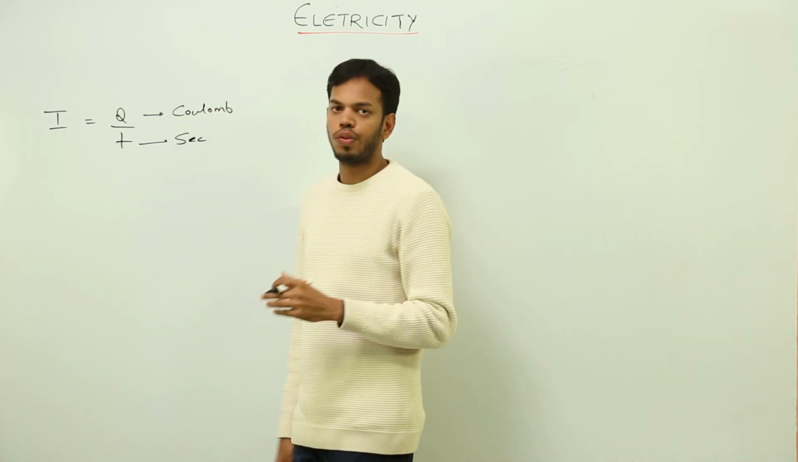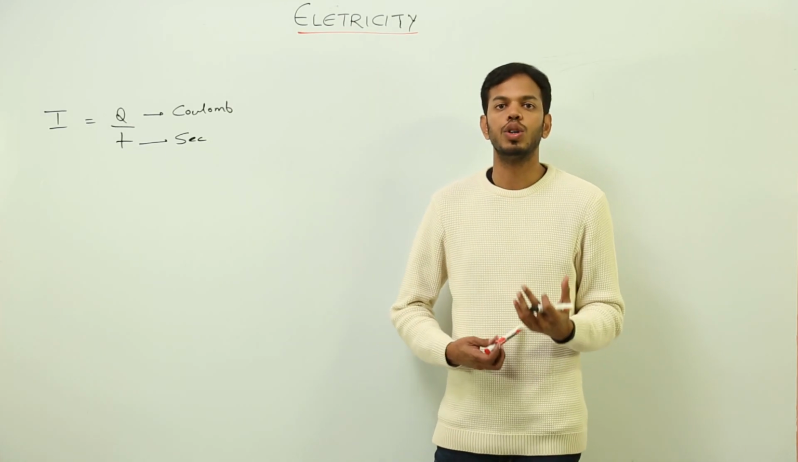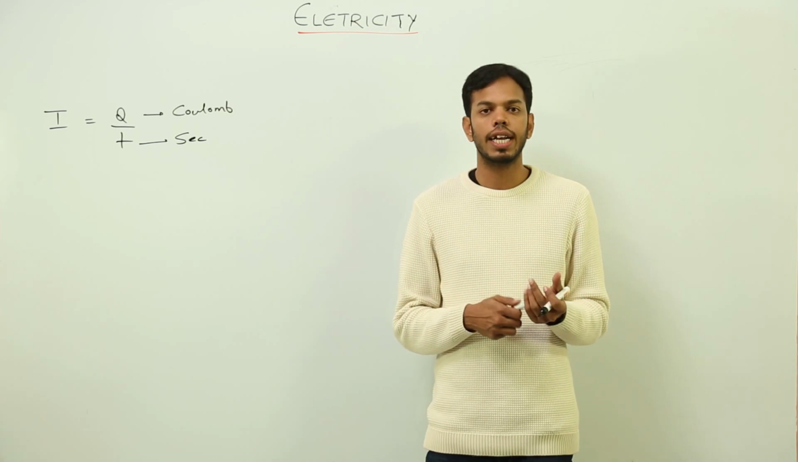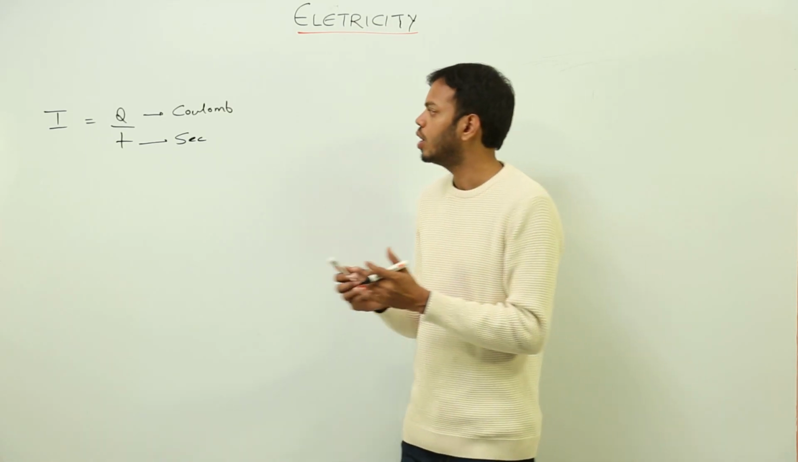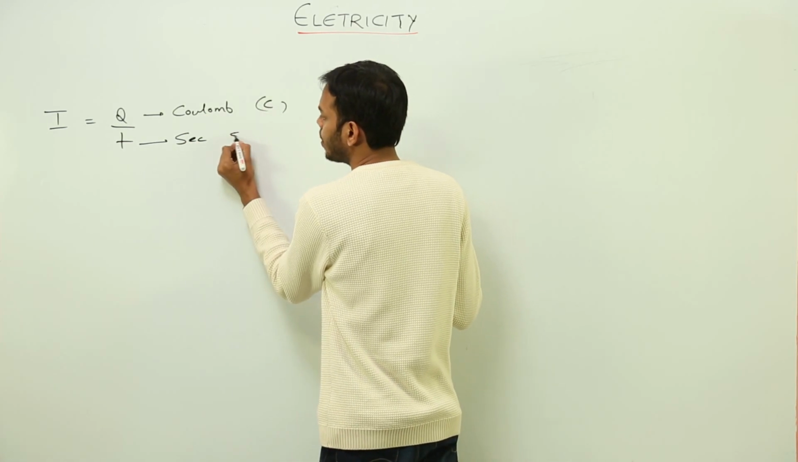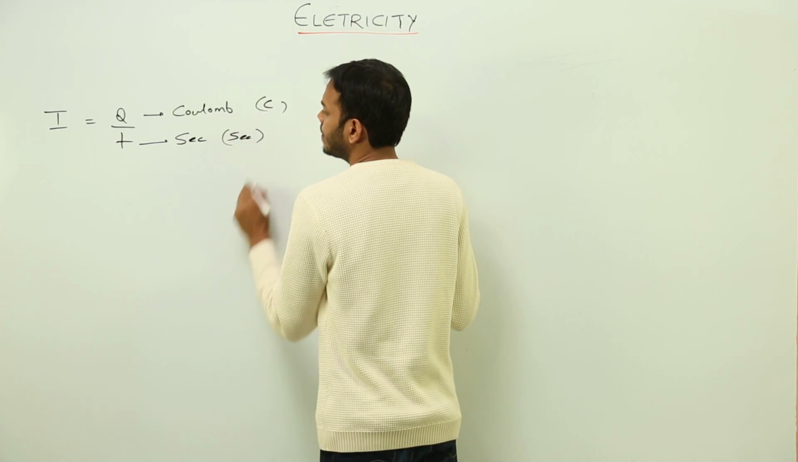Coulomb was the scientist who first explained all the theories about charges, and that is why in higher classes we also have electrostatic forces based on Coulomb's law. So coulomb is the SI unit of charge. It is denoted by C. Time is denoted by S, we know that, or sec.